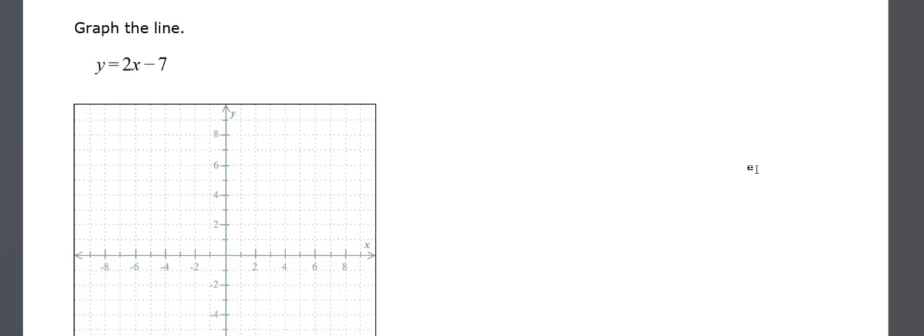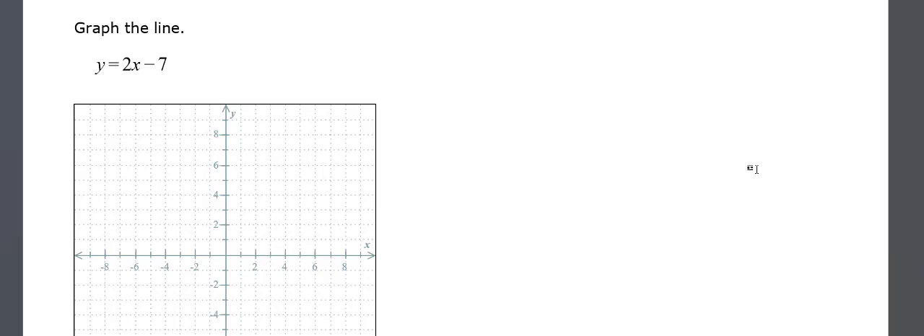Now, our next problem is to graph the line y equals 2x minus 7. There's a variety of ways to graph. One is to make a table of values, which we'll do for this problem. The other, which is easier, is to use slope-intercept form to graph, and we'll discuss that with the next problem.